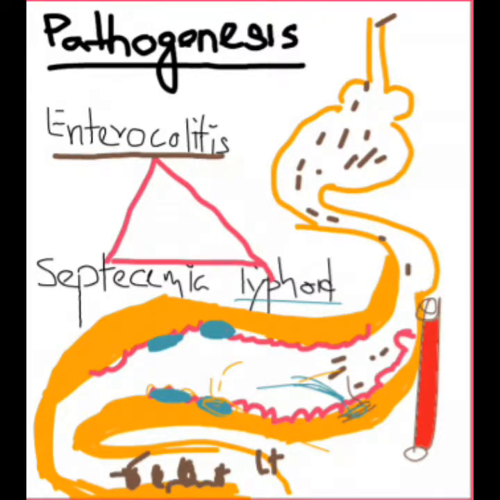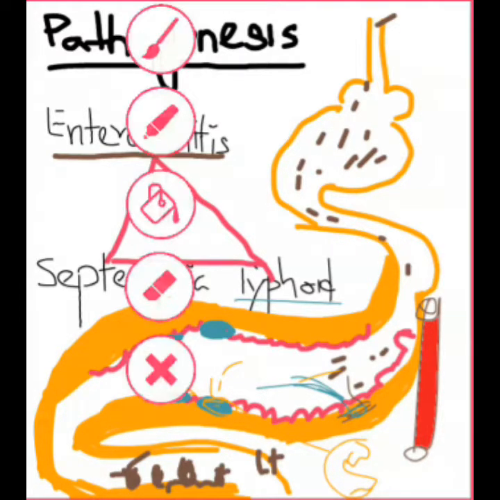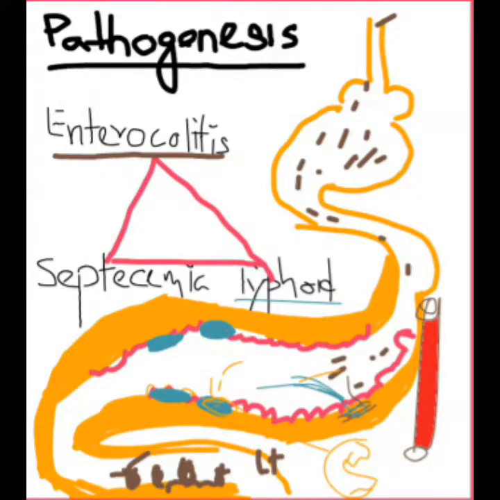In the Peyer's patches, there are a lot of macrophages. Now the macrophages are bacteria-engulfing cells, as you can see from this macrophage image. When this macrophage engulfs such an organism, it does not die inside it. Instead, it starts multiplying.